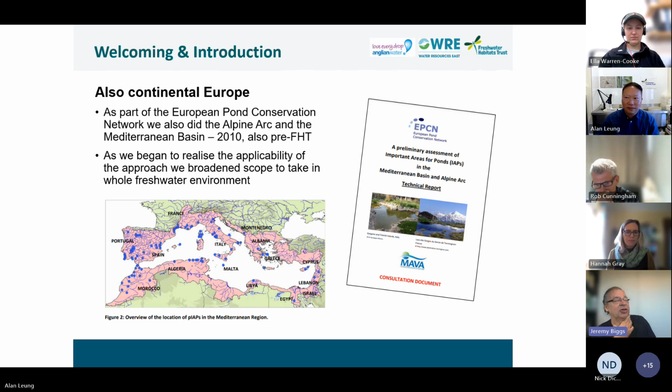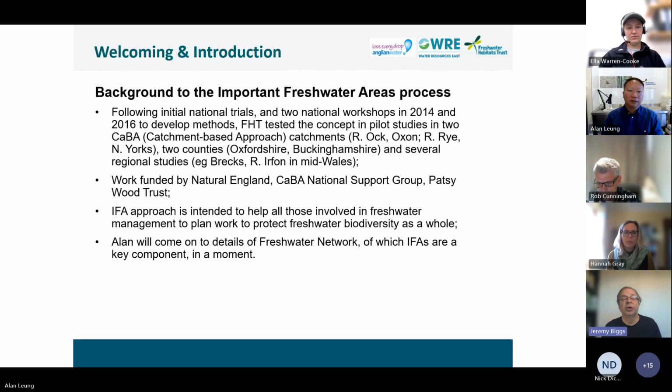We piloted parts of this same important areas for ponds work, from which the whole freshwater environment landscape assessment grew. We've done that with the European Pond Conservation Network in the Alpine Arc and the Mediterranean Basin. There's a map there of the Mediterranean Basin where we were identifying important places for ponds at that time. So there's quite a long history to this. And following some initial trials, we had two national workshops back in 2014 and 2016 to develop the methods.